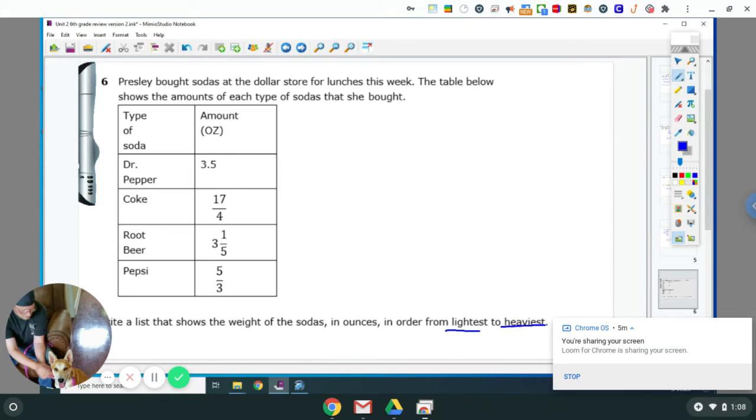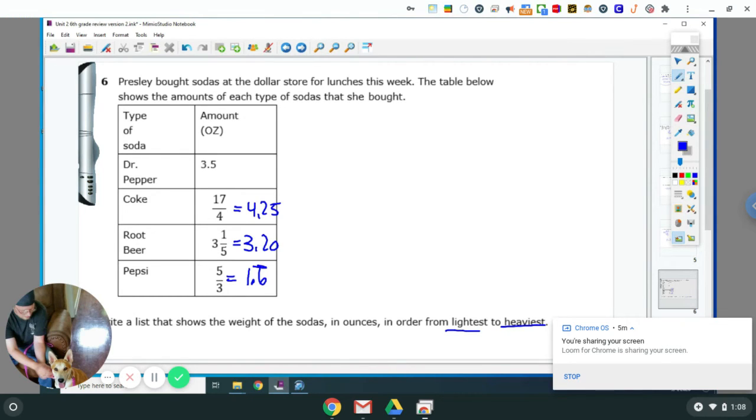So I need to change these to decimals. So 17/4 is 4.25. 3 1/5 will be 3.20. We actually figured out 1/5 on the previous slide. And 5/3 will be 1.6 repeating.